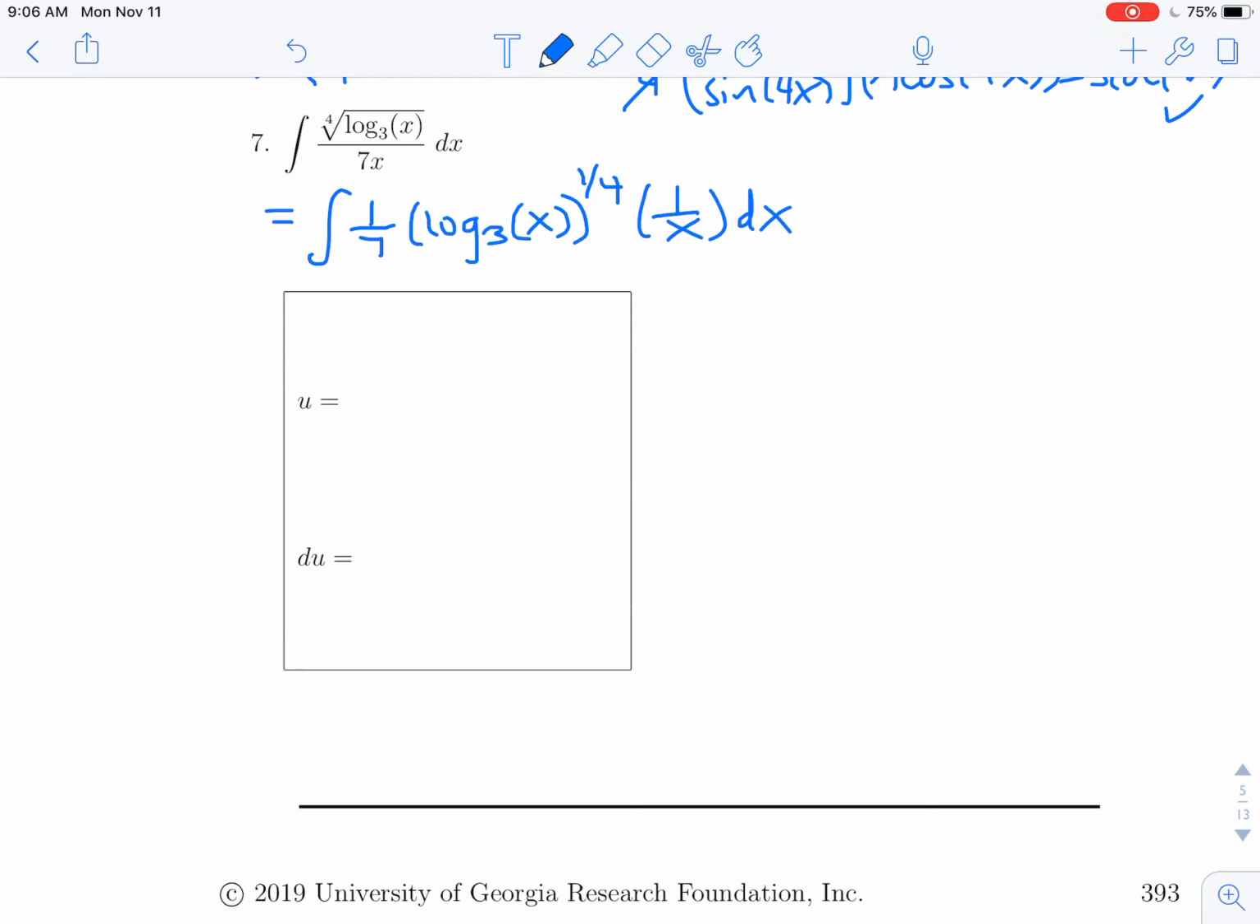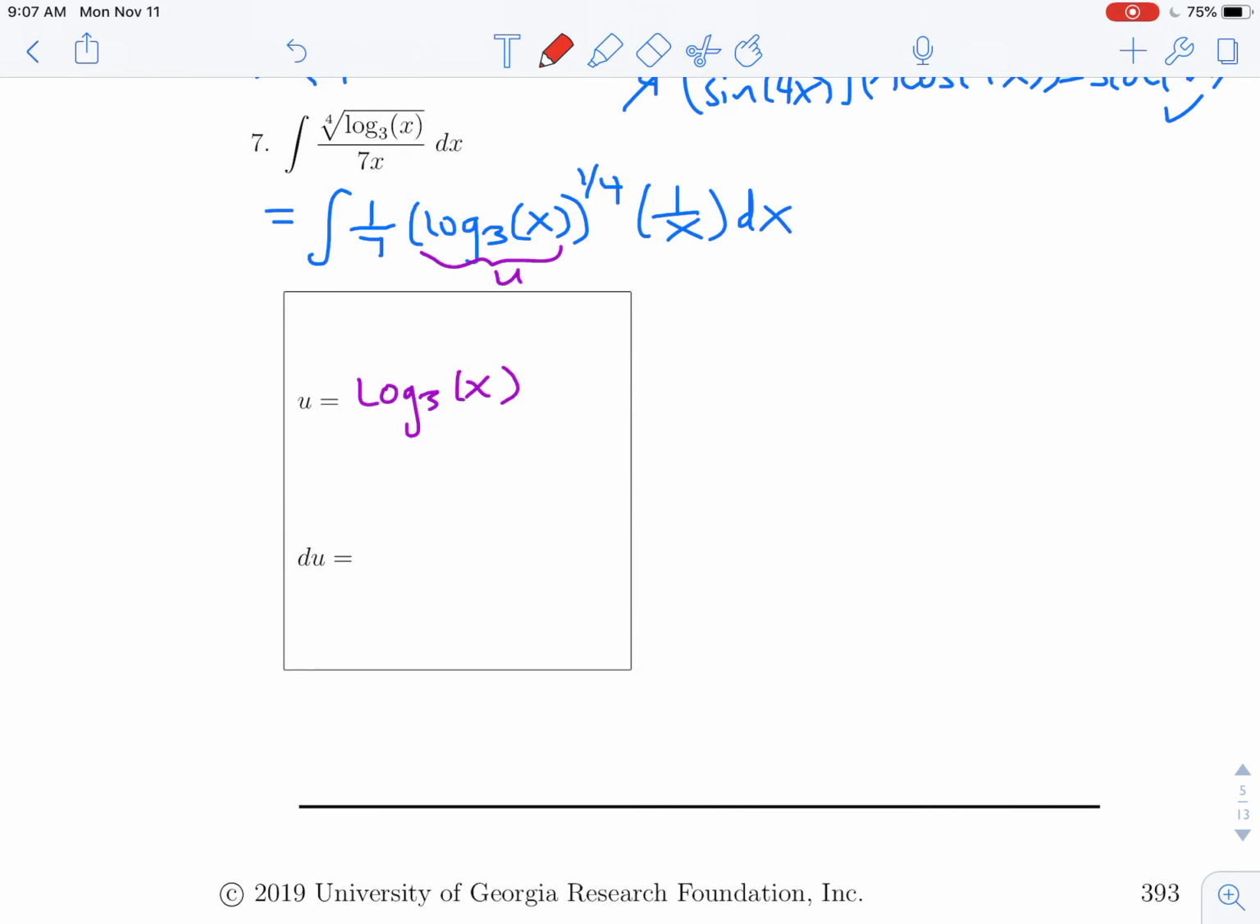And I went ahead and separated the 7 and the x because almost always any constants that you have in the integrand are just going to be there kind of to distract you. So I took that 1/7 and pushed it all the way to the front of the integrand so that I can more or less ignore it. When you have your integrand written this way, it looks like u probably has to be equal to log base 3 of x. Otherwise, things are just not going to work out.